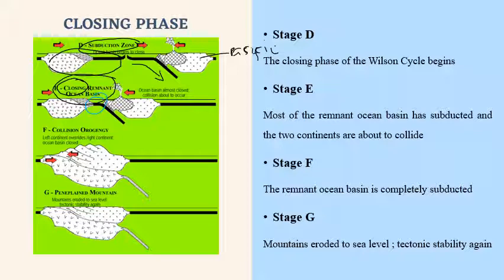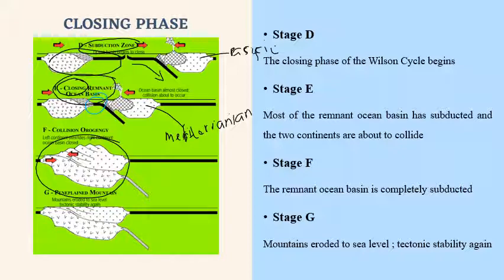A good example of this stage is the Mediterranean. The Mediterranean is completely closing up, it's getting very narrow and very skinny. And so eventually the two continents separated in stages A and B before now become collided. You can see here.